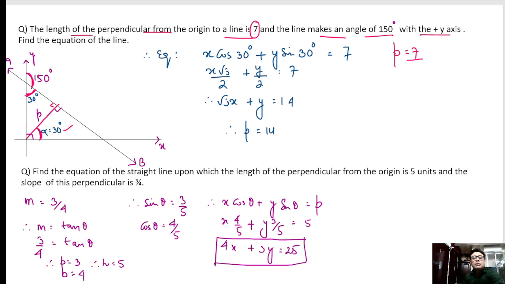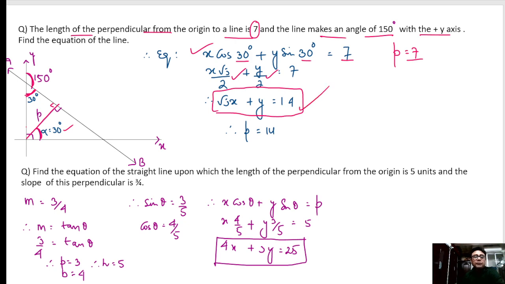So our normal form is x cos alpha plus y sin alpha equal to p. Putting the values of cos 30 and sin 30, we get this as our equation.